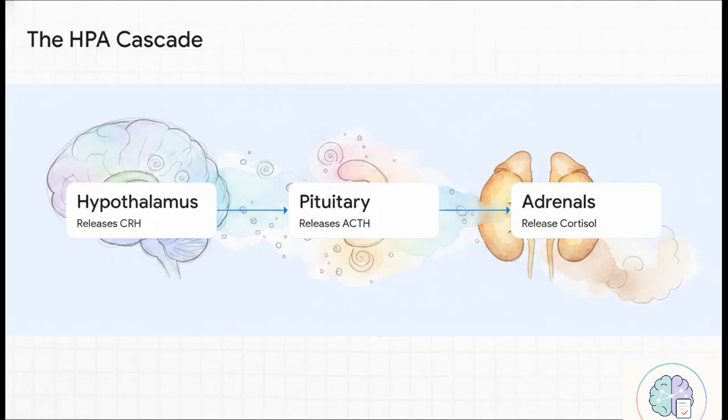Let's walk through the chain of command, which is a really elegant three-step cascade. Step 1, the hypothalamus releases CRH, or corticotropin-releasing hormone. Step 2, that CRH knocks on the door of the pituitary gland, stimulating it to release ACTH. And then, Step 3, that ACTH travels down to the adrenal glands, telling them to release the cortisol we were just talking about. It's a perfect feedback loop where each step triggers the next to keep those baseline levels steady.